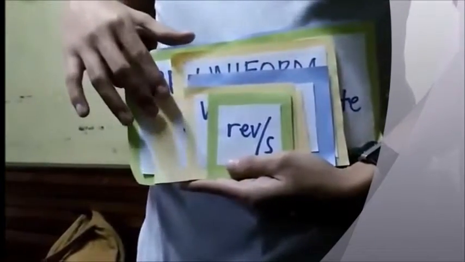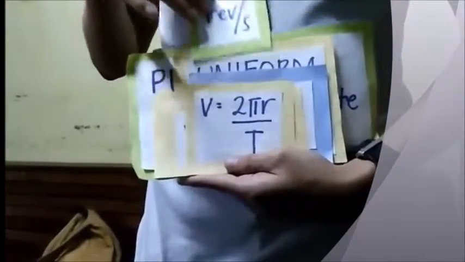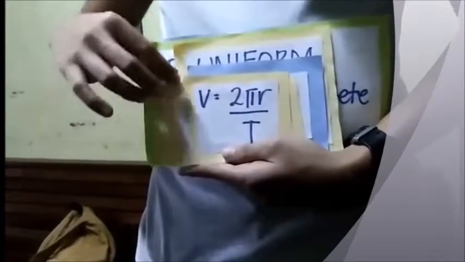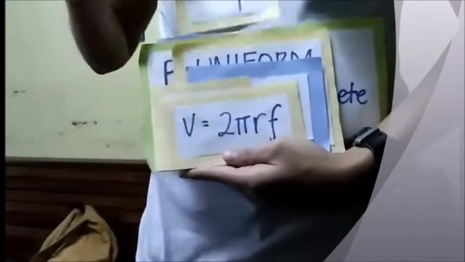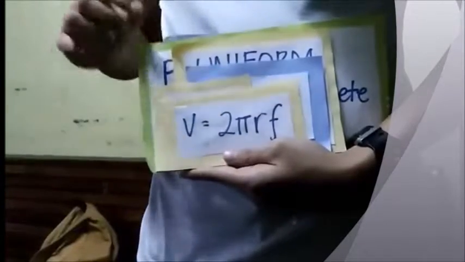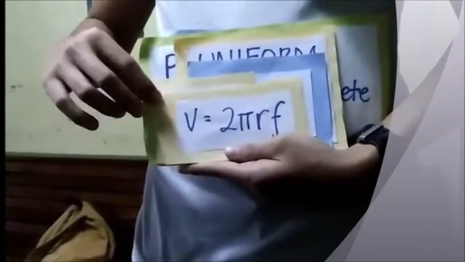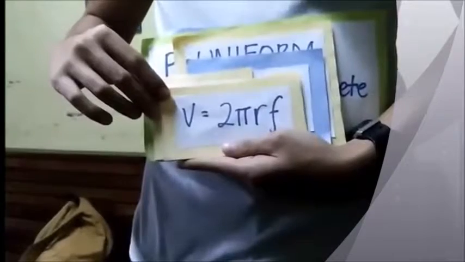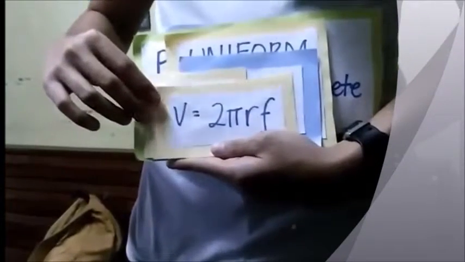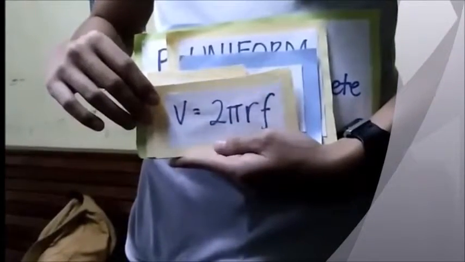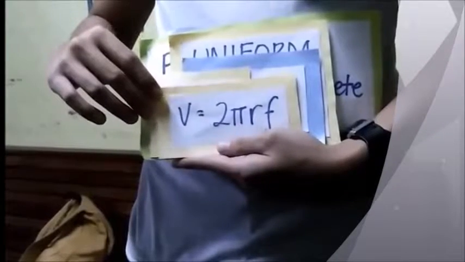Now, the first formula for UCM, or uniform circular motion, is getting the velocity, which is v equals 2 pi r over t. And the formula using the frequency is velocity equals 2 pi r multiplied by the frequency. This is the main formula to be used in circular motion problems. We can simply derive this just in case the other variables are missing.